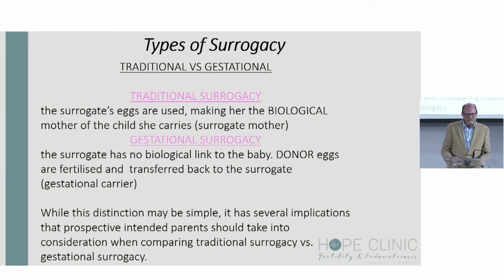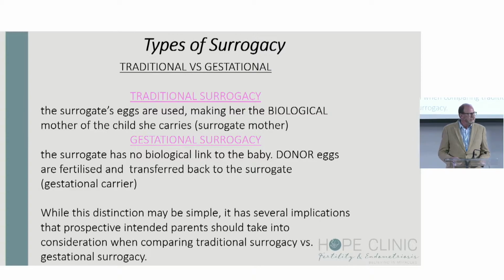So the types of surrogates, you get 2 types, namely traditional and gestational surrogacy. So in traditional surrogacy, the surrogate's eggs are used, making her the biological mother of the child she carries. We call her then the surrogate mother. We prefer not to do this type of surrogacy because it has a lot of implications legally, which I think Robin Friedman will discuss later on.